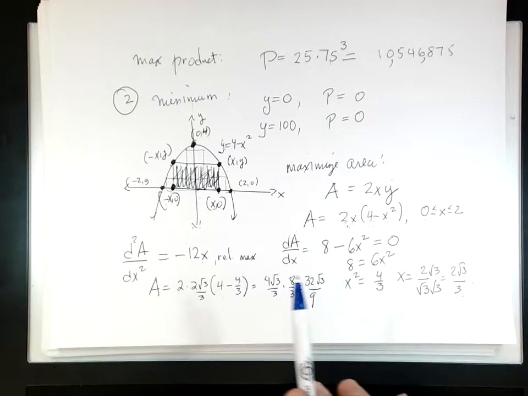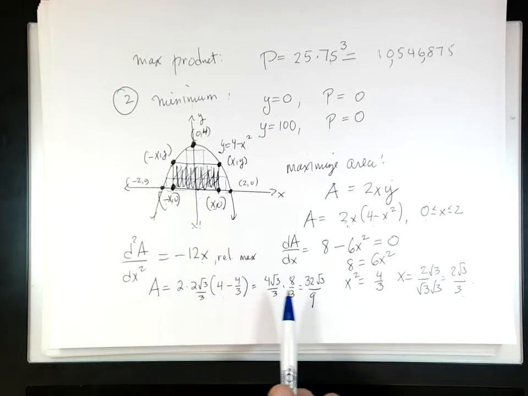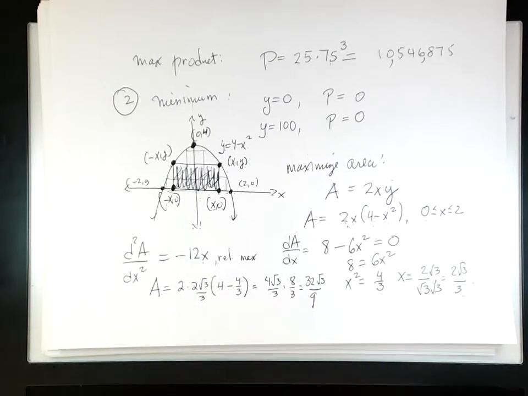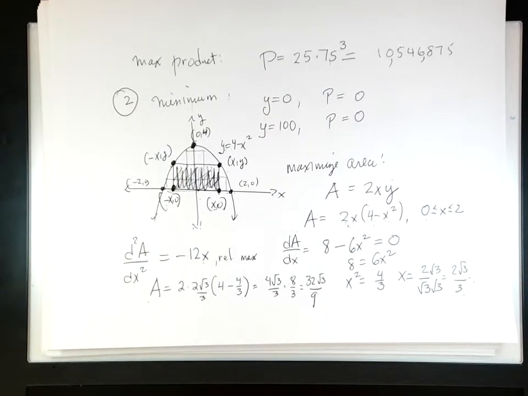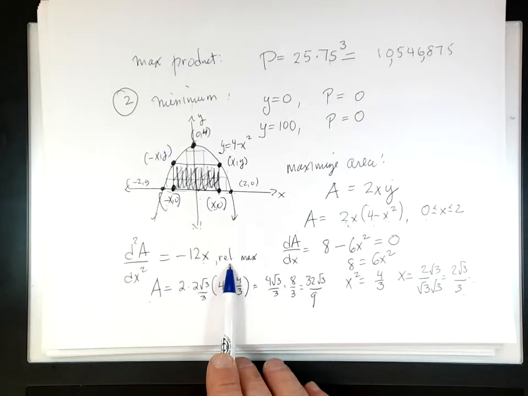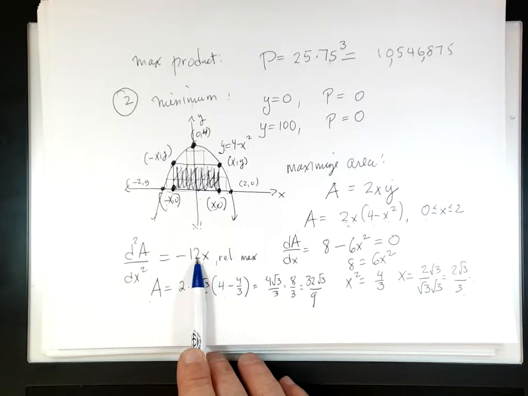For the maximum area, that is the maximum area. On the test, I'll probably ask for the x value and the maximum area. So you wouldn't even need y. I'm sorry, the negative 12x real max, that's from the y equals 4 minus x squared?